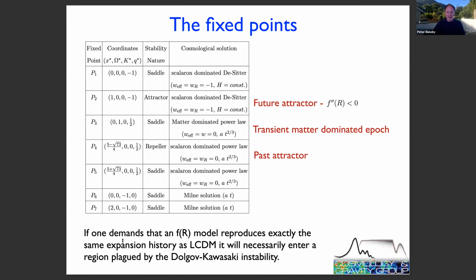Nevertheless, as a general result for such cosmologies that exactly reproduce an expansion history, the same expansion history as lambda CDM, in the far future, you will necessarily hit this instability. So this is the first result that we obtain from our analysis.